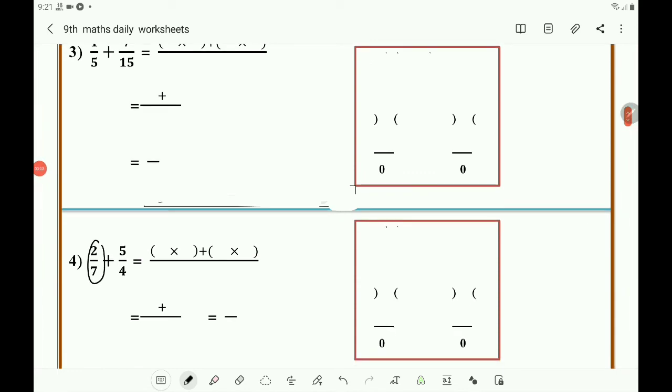Next one, 2 by 7 plus 5 by 4. Here also get the LCM of 7 and 4. Here they are co-prime numbers, so their product becomes the LCM. Or use the method to find the LCM. Here you write 7 and 4. You write 7 as it is, 2 2s are, then again, you will get 7 1s are. So 2 into 2 into 7 becomes 28. 28 is the LCM. So here they are co-prime numbers and you can write their product as the LCM.